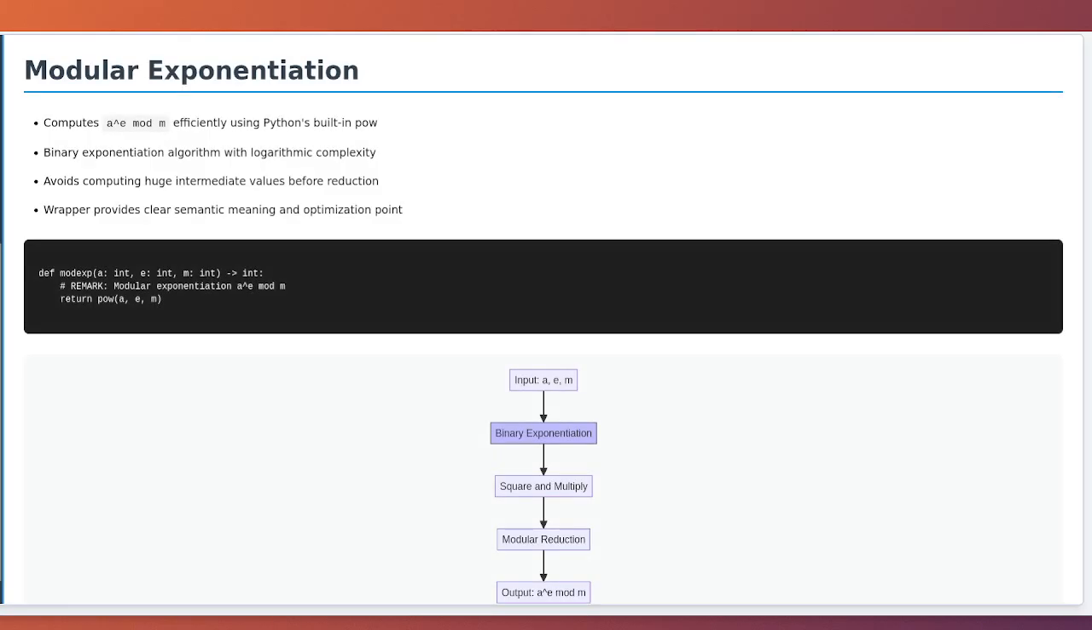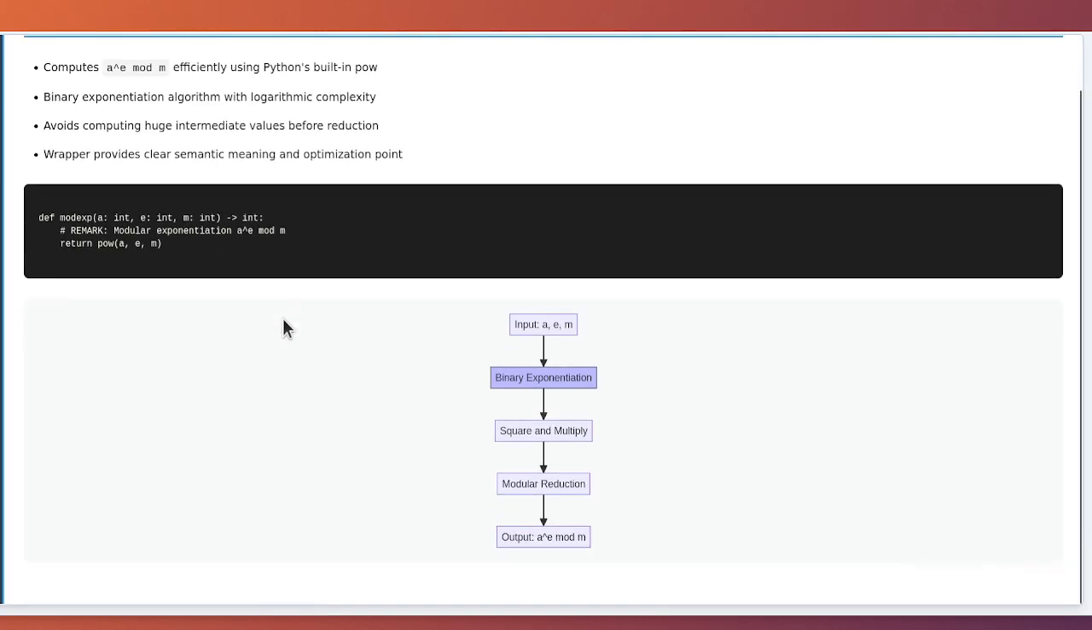Modular exponentiation helper. The modexp function provides modular exponentiation, which is the operation of computing a to the power e, then taking the remainder when divided by m. This operation appears constantly in discrete logarithm-based cryptography because our security relies on the hardness of computing discrete logarithms.